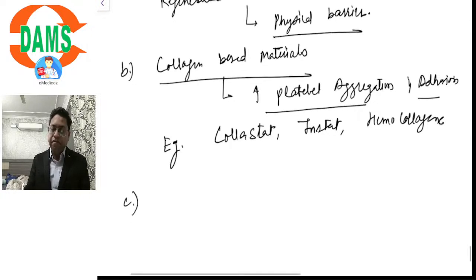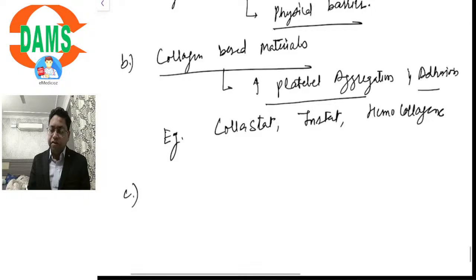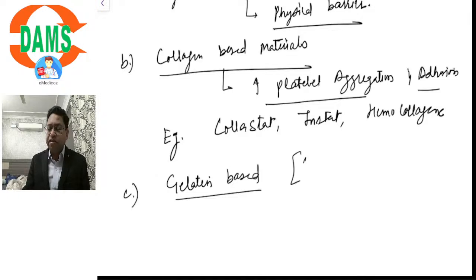Then we have gelatin-based materials like Gelfoam. What is in the brackets? In the brackets, I'm giving you some examples of each of the local hemostatic agents. Gelatin-based materials stimulate the intrinsic coagulation pathway.